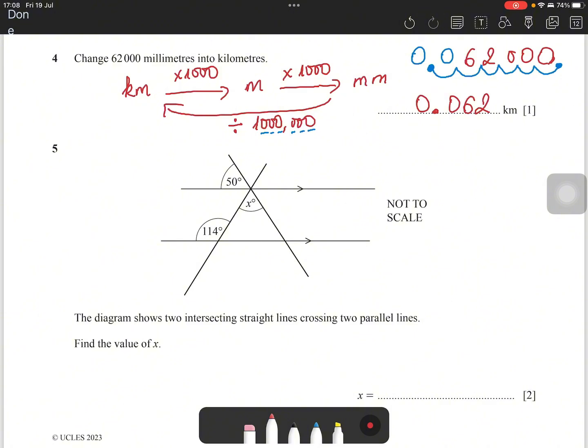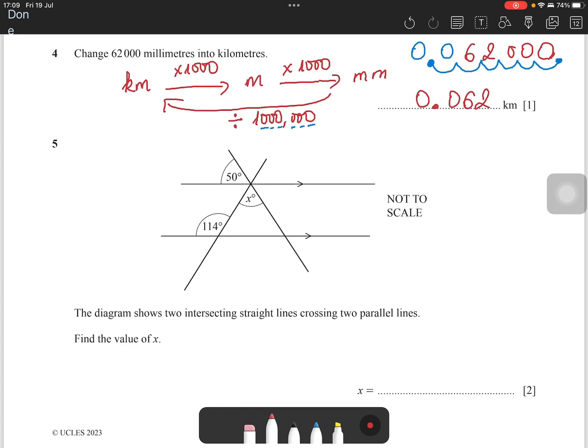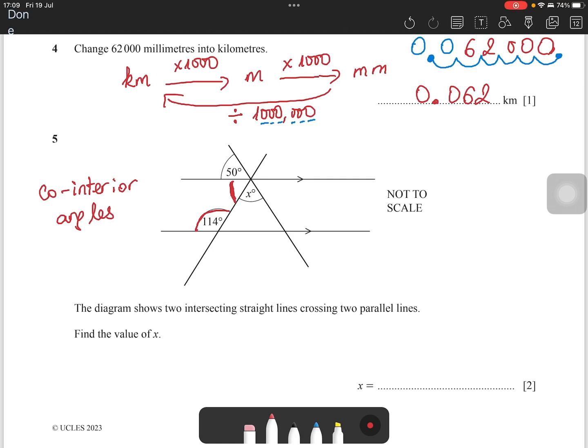Question 5. The diagram shows 2 intersecting straight lines crossing 2 parallel lines. Find the value of x. First, we see that these 2 red angles are co-interior angles. So they should add up to 180 degrees. So to find this angle, we'll write 180 minus 114 equals 66 degrees.